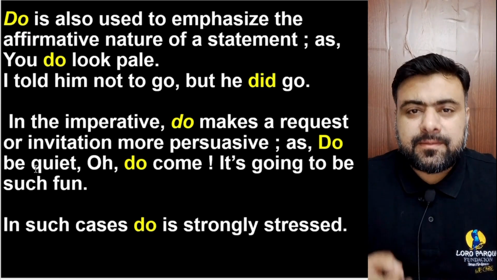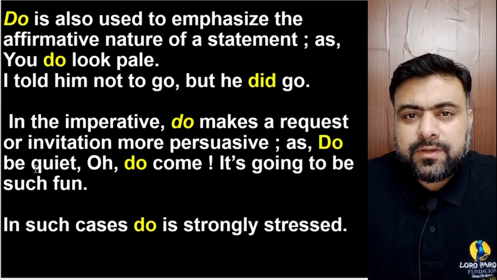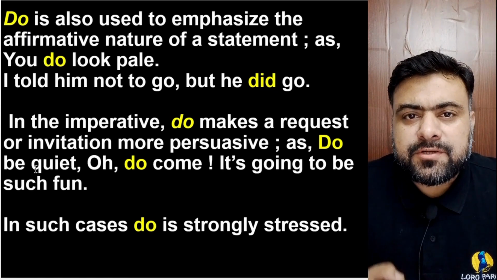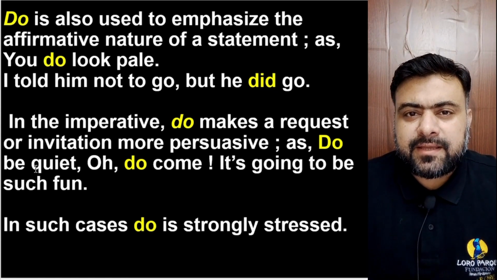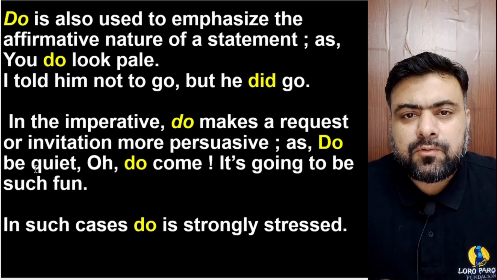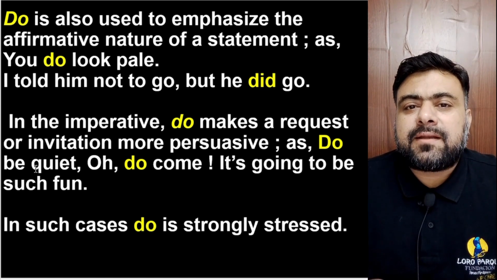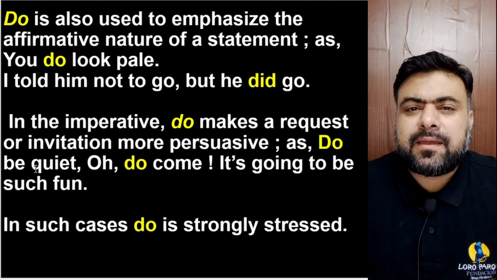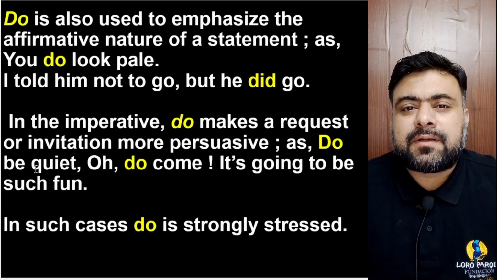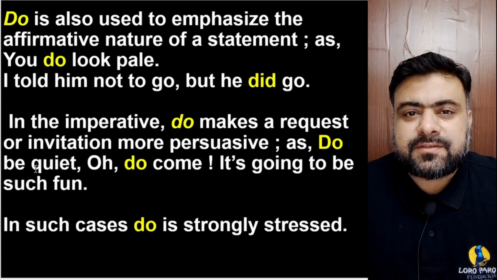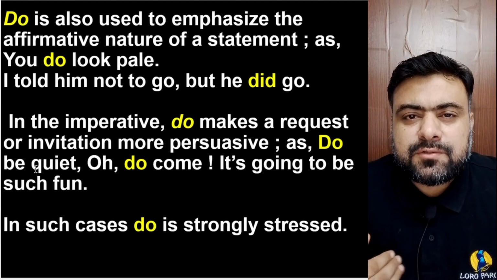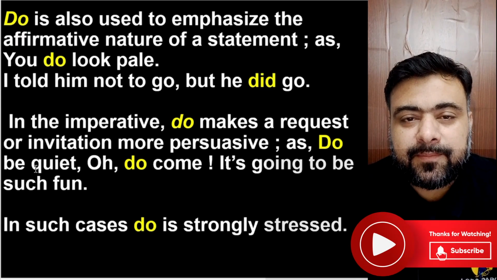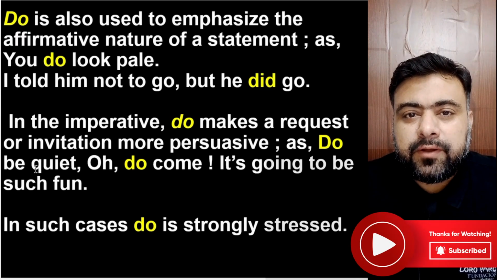In the imperative sentences, do is used to make the request or invitation more persuasive. For example, I can say the imperative sentence is, be quiet. But to make it more persuasive, I'll say, do be quiet. I can simply say, come to the party. But to put more emphasis, to make this request, this invitation more persuasive, I'll say, do come to the party. In these sentences, the do is stressed.